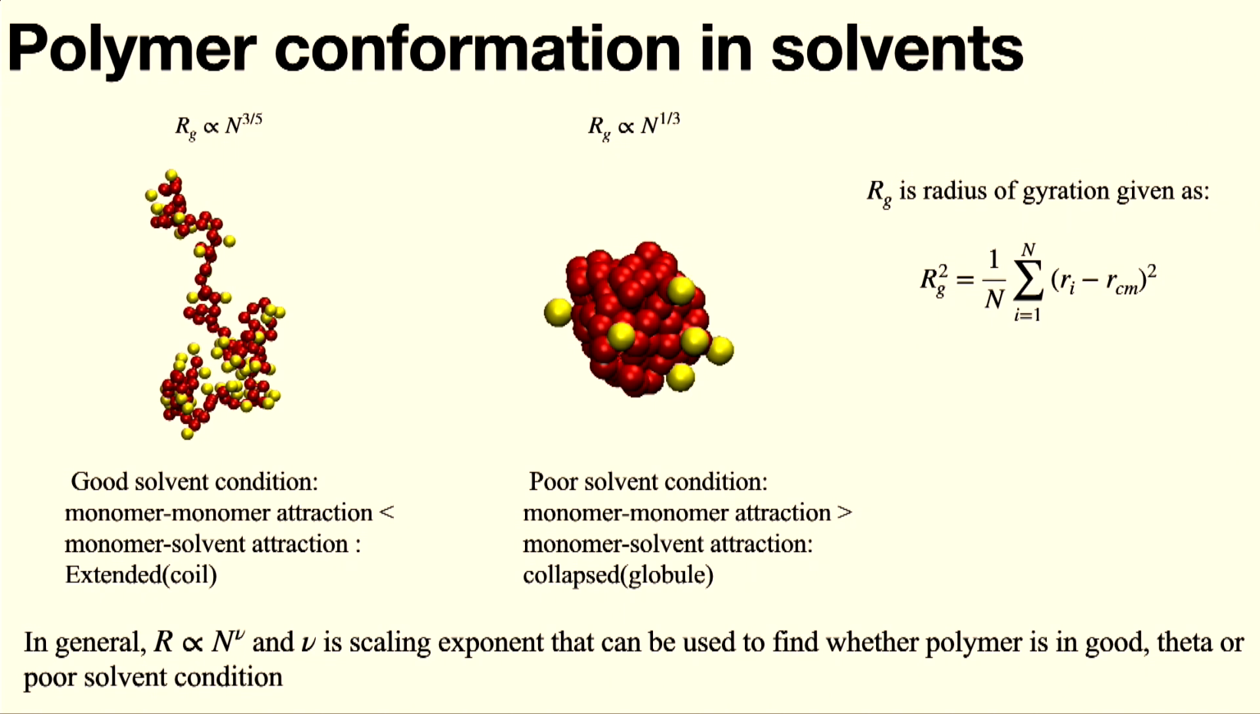In good solvent and poor solvent, the Rg, radius of gyration, follows a nice scaling behavior. Rg varies as n to the power 3/5 in good solvent, and in poor solvent Rg varies as n to the power 1/3, where n is the number of monomers in a single chain. These 3/5 and 1/3 are valid in 3D; it's a dimension-dependent coefficient. In general, R varies as n to the power nu. Nu is the scaling exponent that can be used to find the regime in which the polymer is, whether good, theta, or poor solvent.